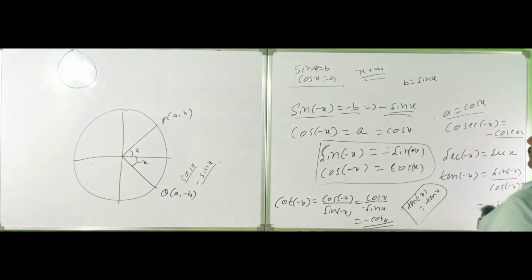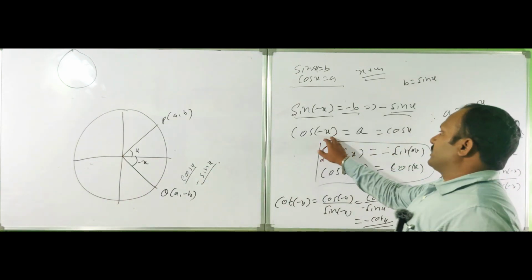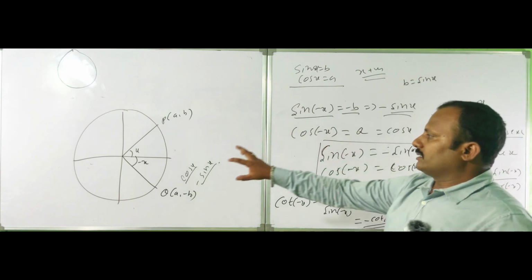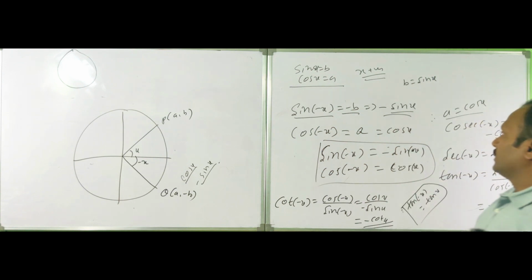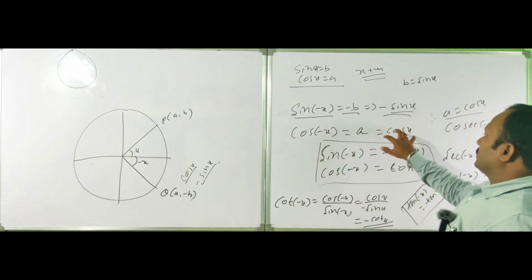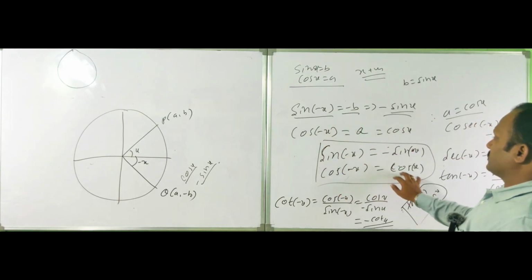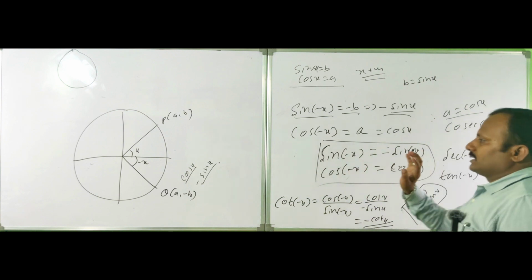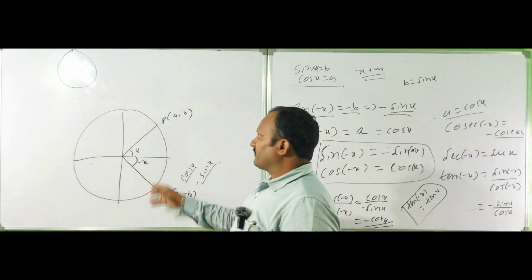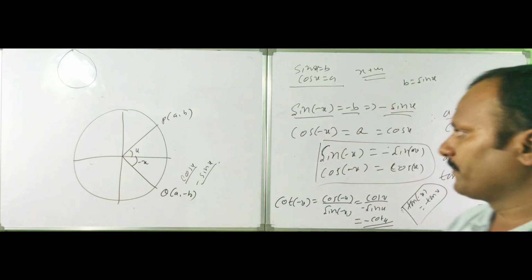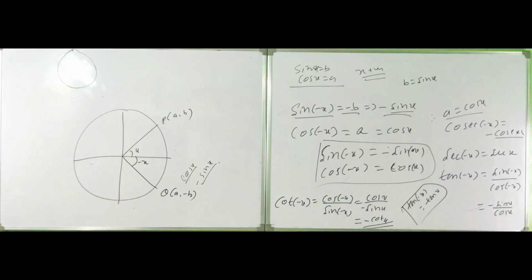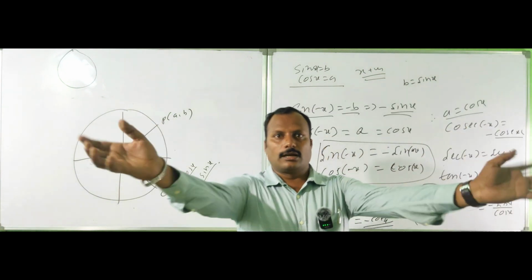Here, cos of minus x is equal to positive A. This is the positive direction, first and fourth quadrant. That's why cos of minus x is equal to cos x, and sin of minus x is equal to minus sin x, because Q is the reflection point of A with reference to the positive A.